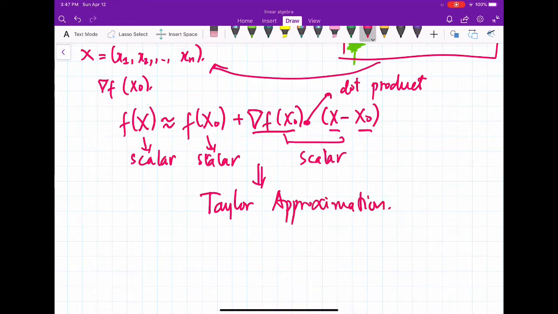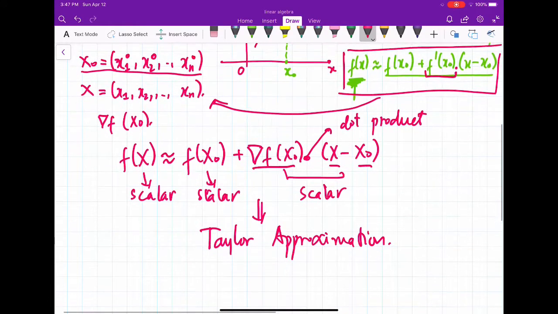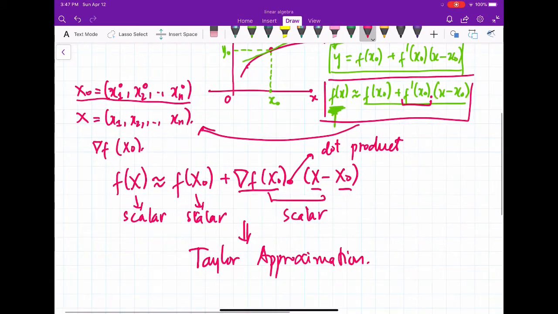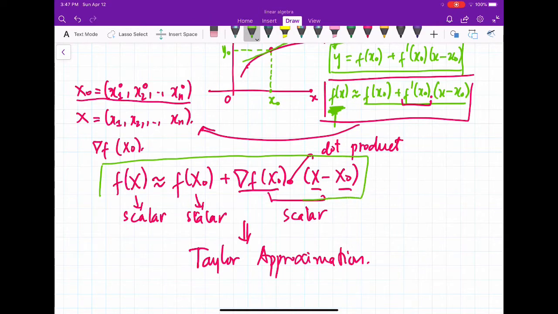This is a very naive explanation, but I hope that you can see the connection between the linear approximation for a function of one variable and the Taylor approximation for a function of multiple variables. The only difference is that here we use the dot product.